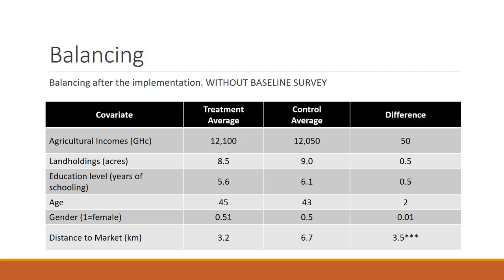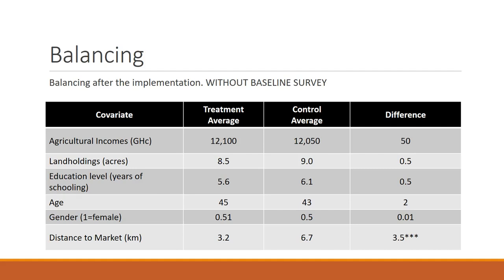If we do a balancing test after the implementation, we're doing the balancing test for the same reason. We want to know that our treatment group is the same as our control group on average. The problem is, if we do a balancing test after the implementation, it's possible that some of the variables have been affected by the treatment, right? Because we're doing it after the treatment group has received the intervention. Which means that the intervention may have affected some of these variables. They may have affected incomes or land holdings, etc.